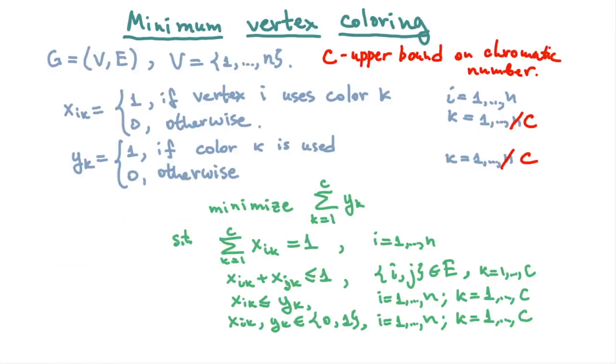So, using C instead of n for the upper bound on the number of colors helps us reduce the number of variables by a lot. We minimize the objective, which is the total number of colors used. The first set of constraints ensures that each vertex is assigned exactly one color. The second set of constraints guarantees that no two adjacent vertices use the same color. And the last set of constraints says that you cannot color a vertex i in color k if that color is not used. Isn't this beautiful?